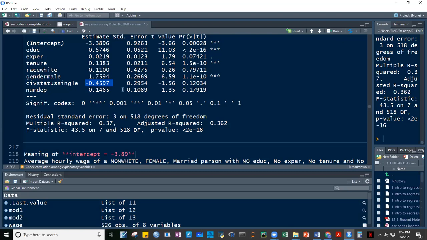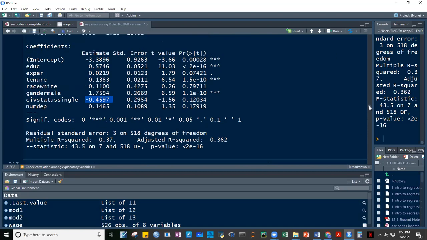Number of dependents, guys, hindi rin significant, but if it was significant, for every one unit increase in number of dependents, there's a corresponding 0.1465 increase in hourly wage. Ibig sabihin, habang nadadagdagan yung mga dependents, mga anak, tumataas yung hourly wage. But it's not significant. So what will be our final model, guys?